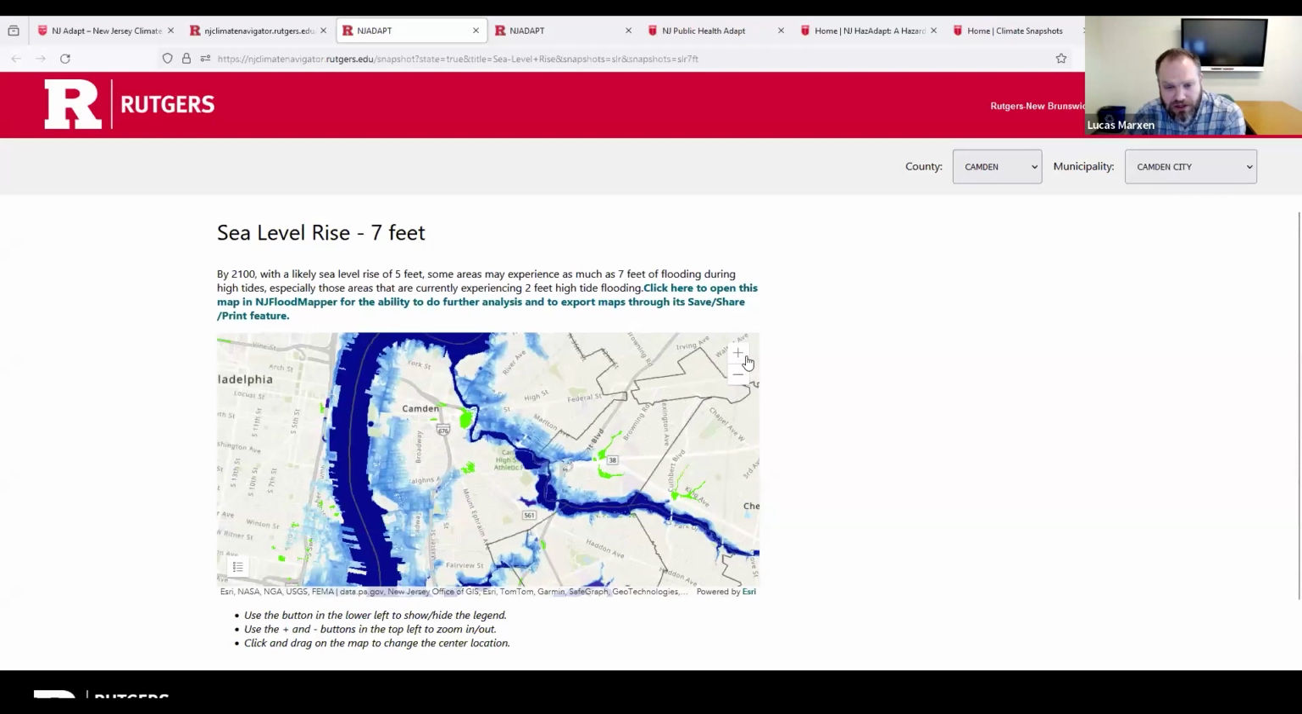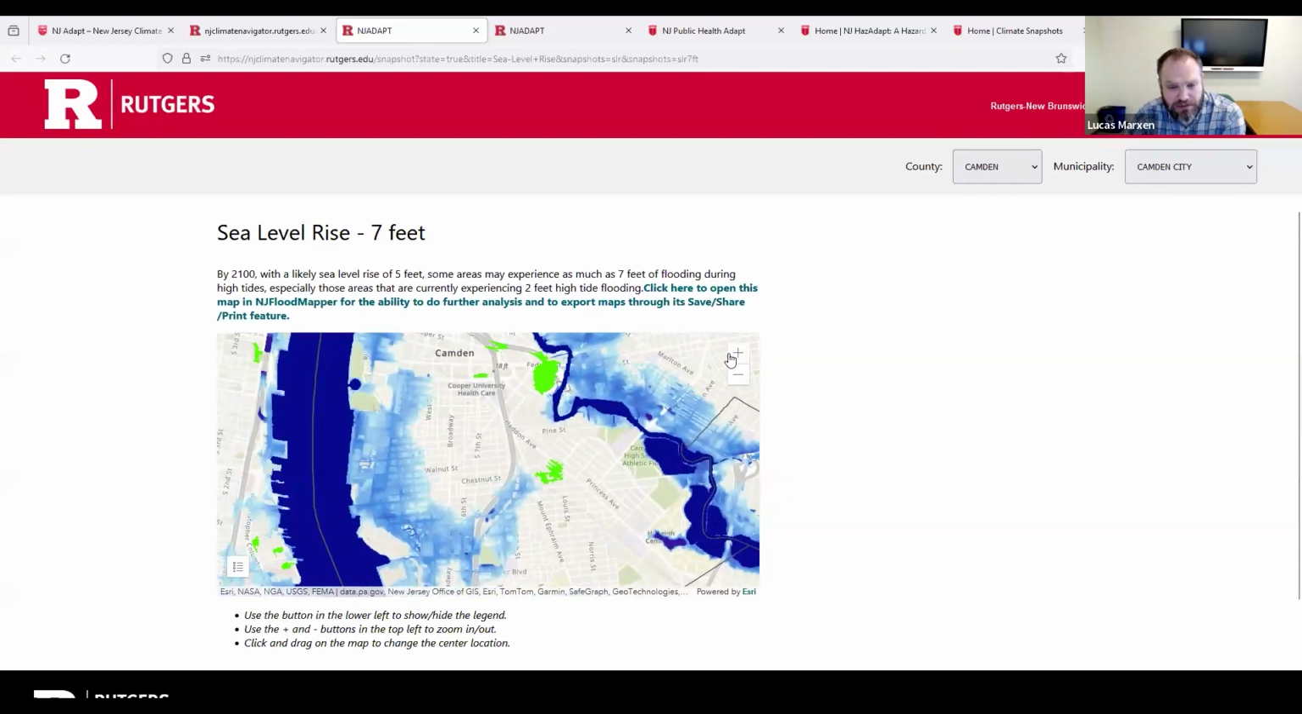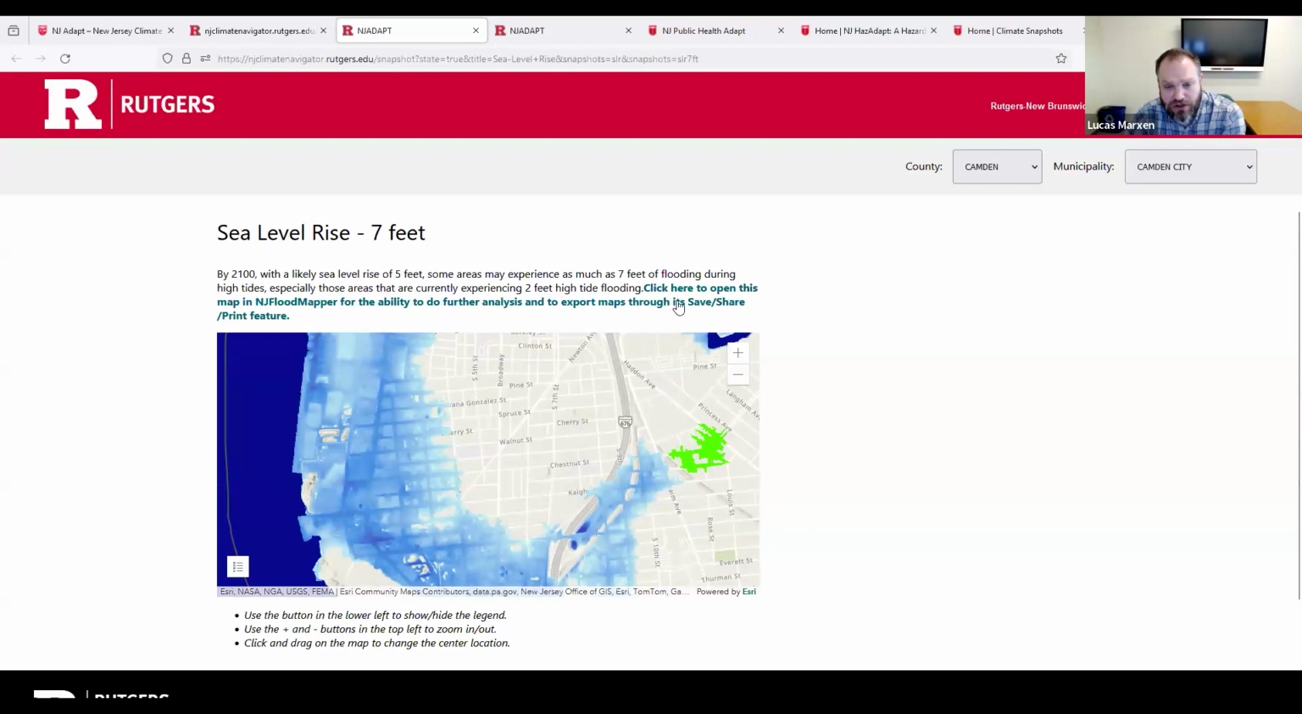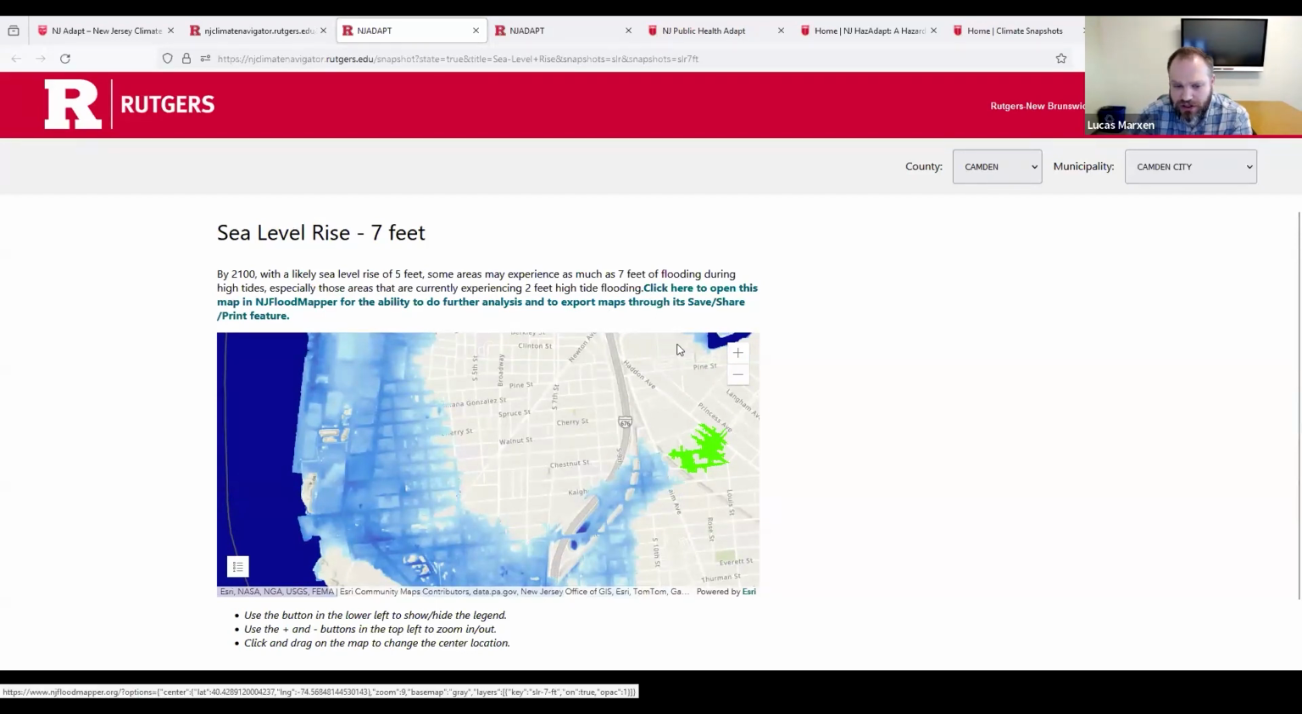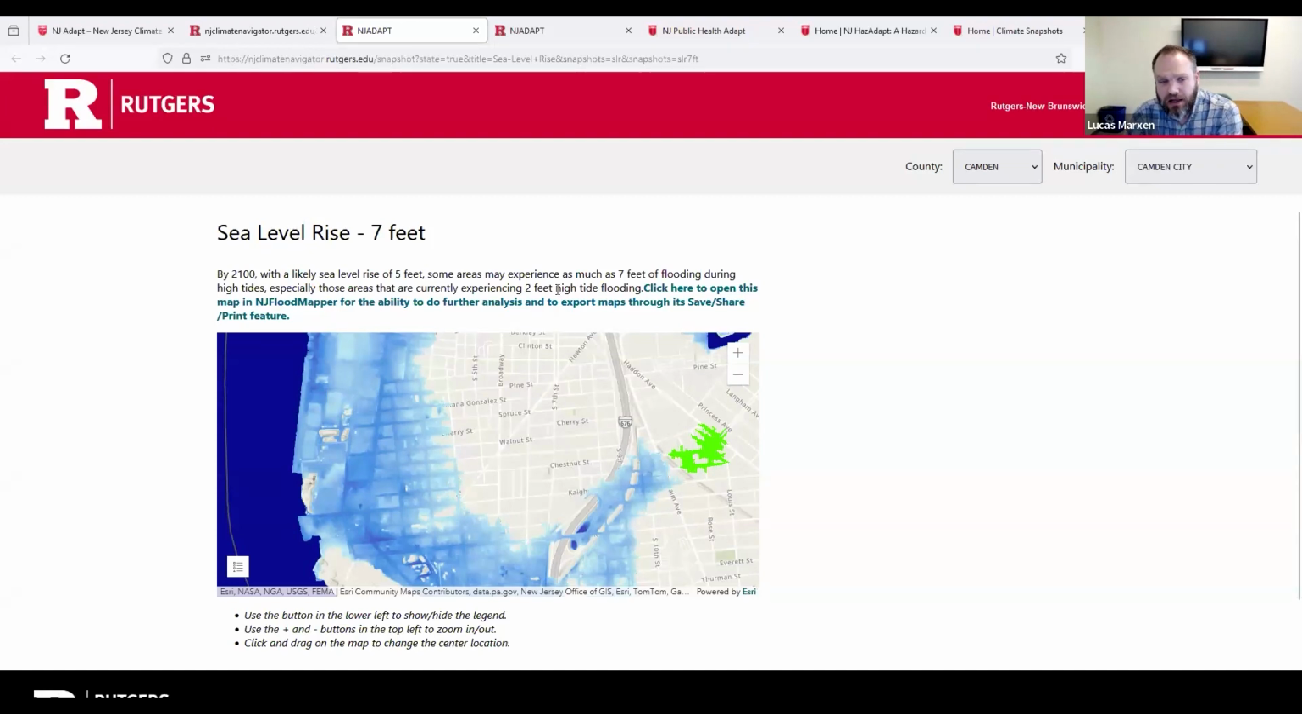And you can see the change that occurs, and you can zoom in to see specific areas. We also have links here to take you to our NJ Flood Mapper application. So if you want to do more than just see that basic visualization of the data, this will take you directly to NJ Flood Mapper with that data set loaded, so you can do further analysis by adding additional resources or assets or facilities to your area to look at what may be impacted by that flood level.